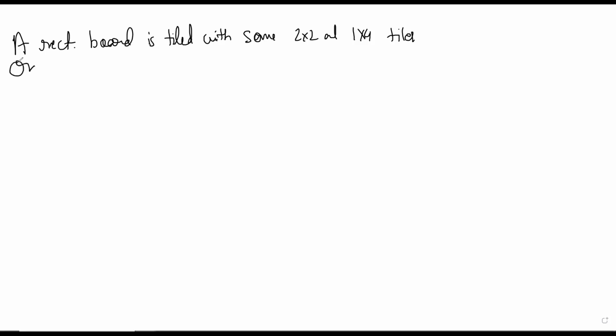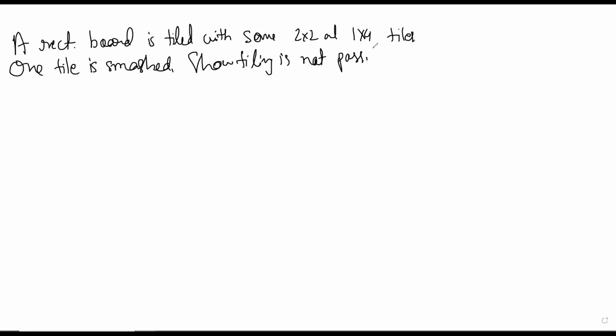So one tile is smashed. Show that tiling is not possible by using one extra tile of the other kind.